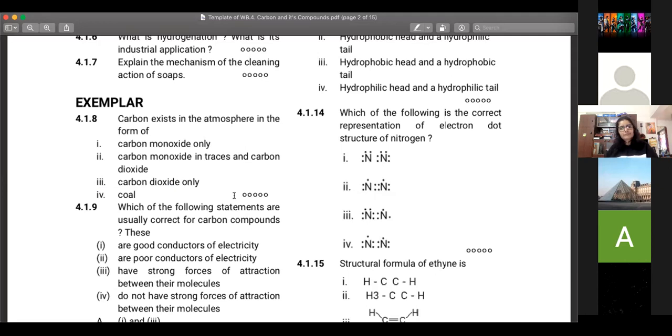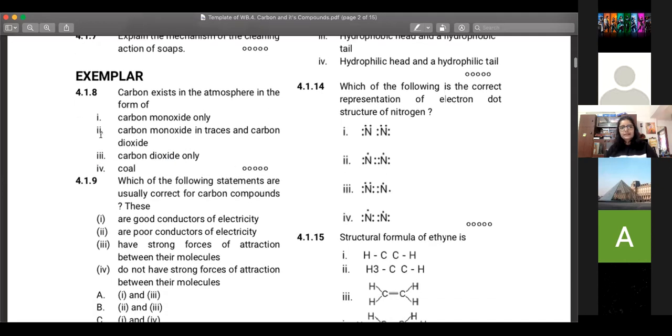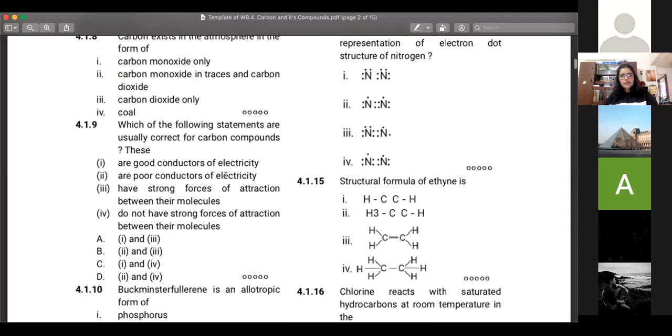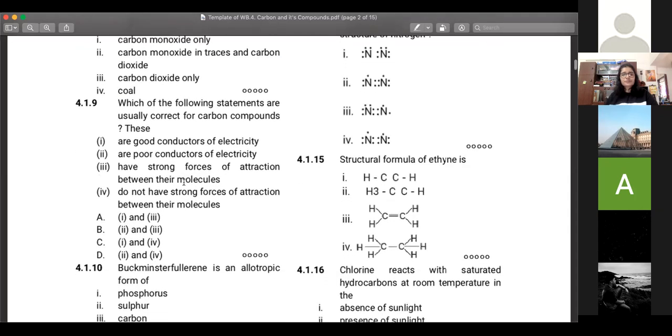Yeah, Devi, what's up? No, ma'am, for answering. Oh, we already discussed the answer. Second option, carbon monoxide in traces and carbon dioxide. This is also a good one because we didn't discuss it before.